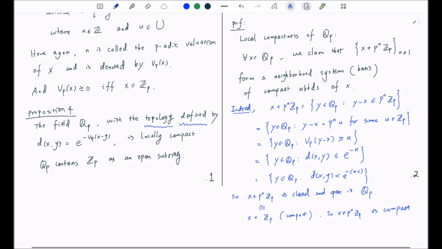And any neighborhood of x in Q_p, because those x plus p^n Z_p are defined through metric balls, must contain a neighborhood of this form. So they indeed form a neighborhood basis for x. And therefore this verifies this claim.